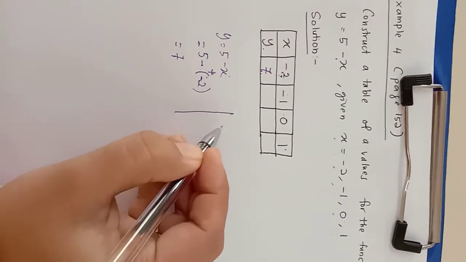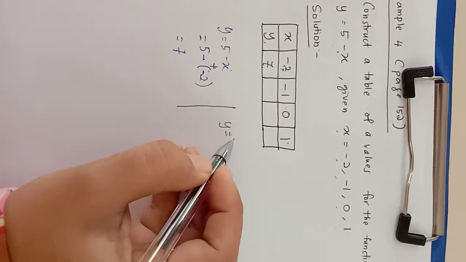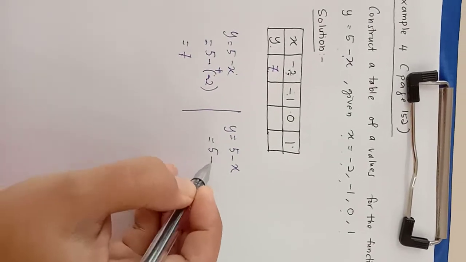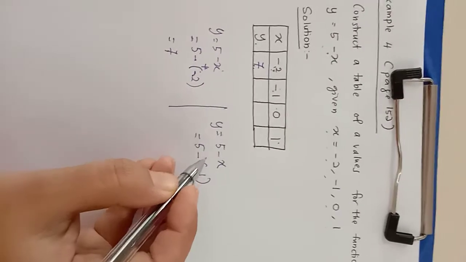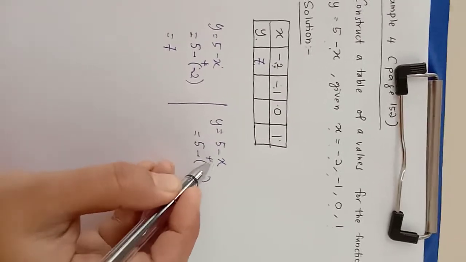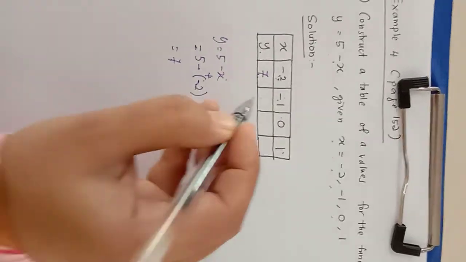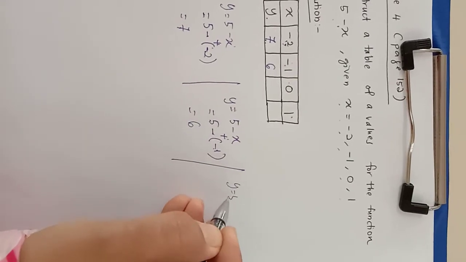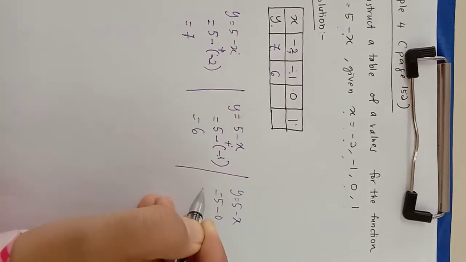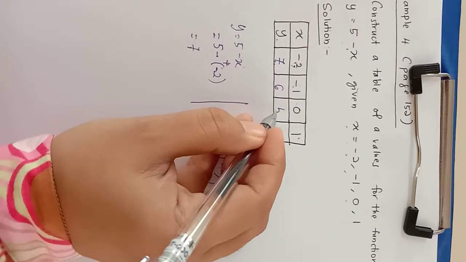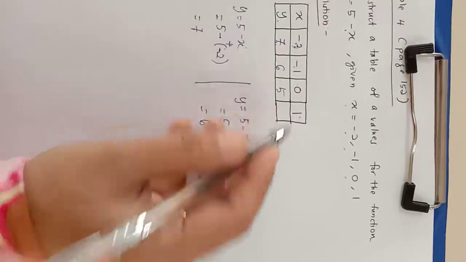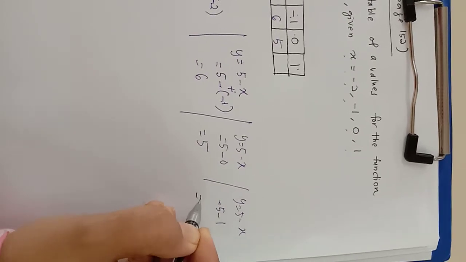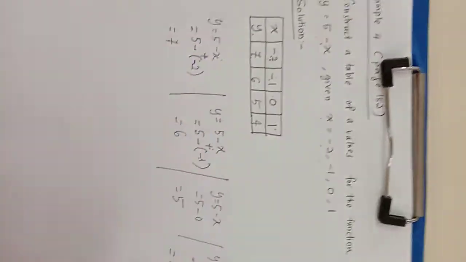How about negative 1? The same formula. You copy the same formula. y equals 5 minus x. When x is negative 1, that means 5 minus bracket negative 1. Negative times negative is positive. 5 plus 1 equals 6. So you put 6 here. Okay, next untuk 0 pula. y equals 5 minus x. 5 minus 0 equals 5. So you put here 5. And the last one is number 1. y equals 5 minus x. That means 5 minus 1. 5 minus 1 is 4. So you write down number 4.